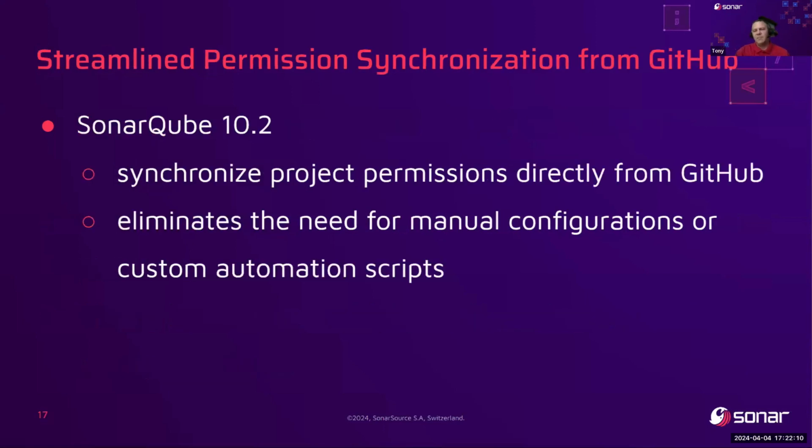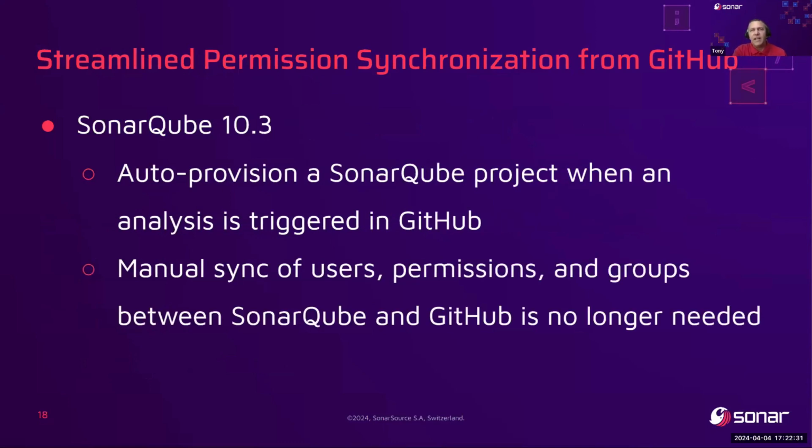So when it comes to GitHub, since there was 46%, GitHub was the DevOps platform of choice. Starting at SonarQube 10.2, you can synchronize project permissions directly from GitHub. So this eliminates the need for manual configuration or custom automation scripts. At 10.3, you can actually auto-provision a SonarQube project when analysis is triggered in GitHub.